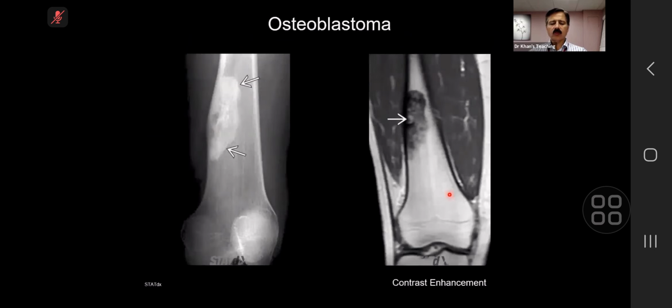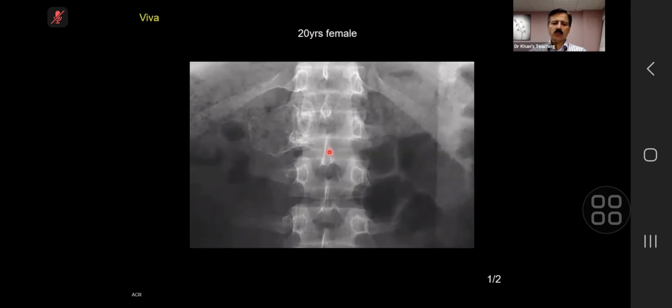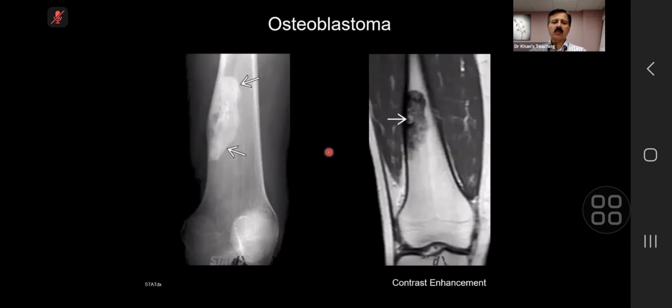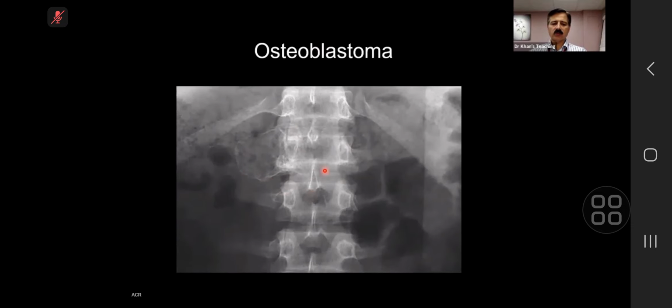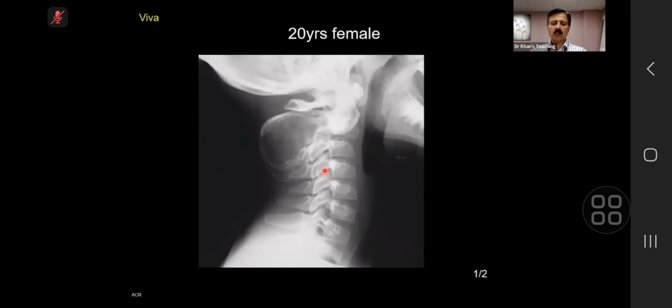So this is from the book, and the main thing is that the nidus is more than 2 centimeter, and this is an osteoblastoma from literature, and this is a long bone. They will not show you usually osteoblastomas in the long bone. They will show you them in the spine. And another example where you can see that this pedicle is visible, but then you can see that there is expansion of the transverse process. So this is another case of osteoblastoma.